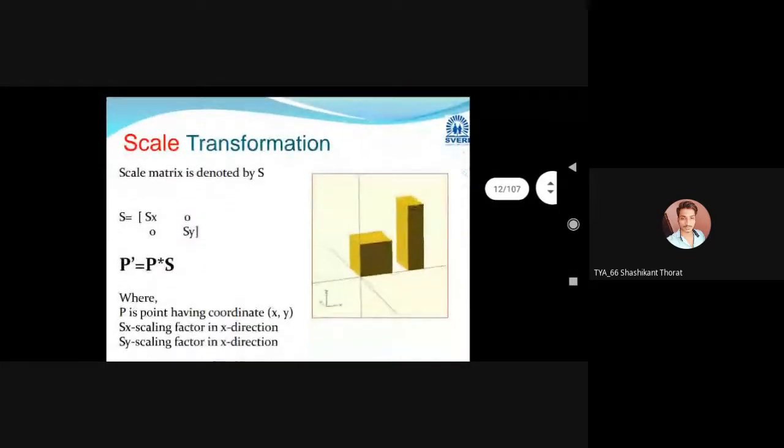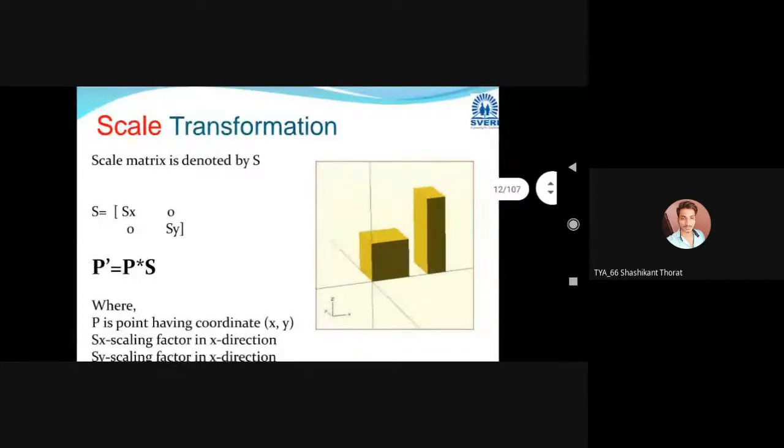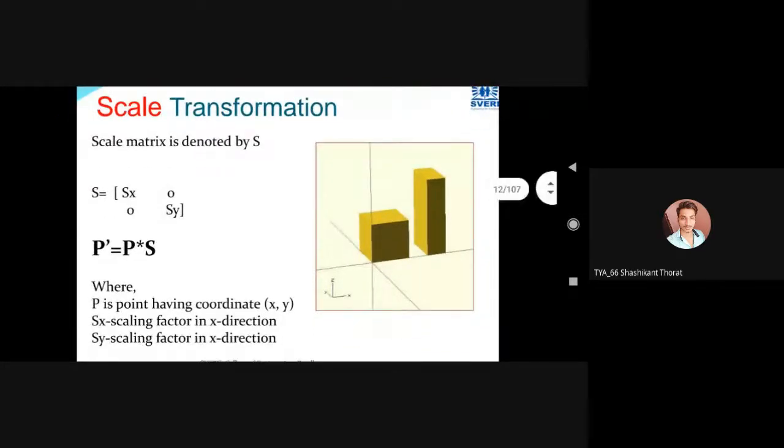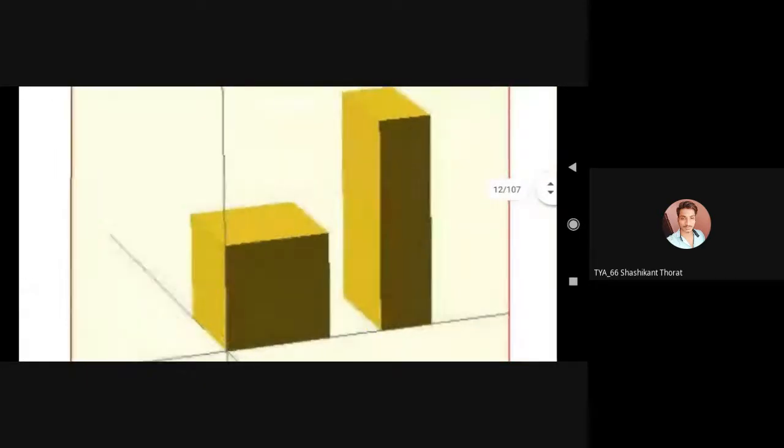Before that, scaling. What is the formula for the scale matrix? The transformation matrix for scaling is [Sx 0; 0 Sy]. Sx is nothing but the scaling factor in x direction, and Sy is the scaling factor in y direction. Sorry.